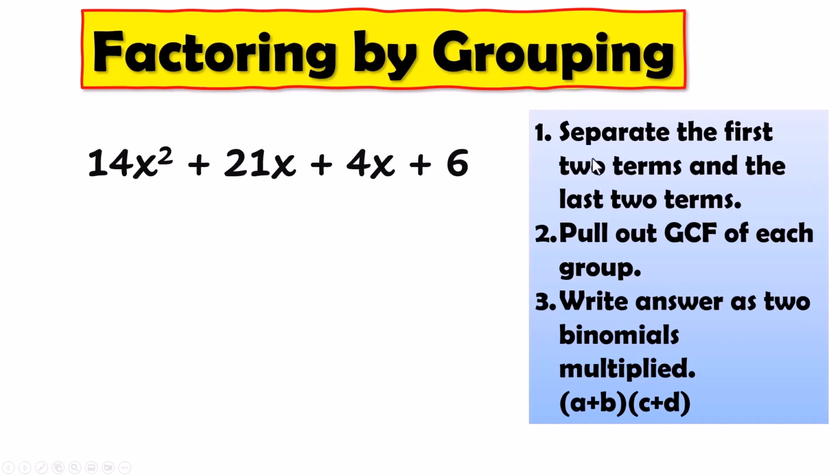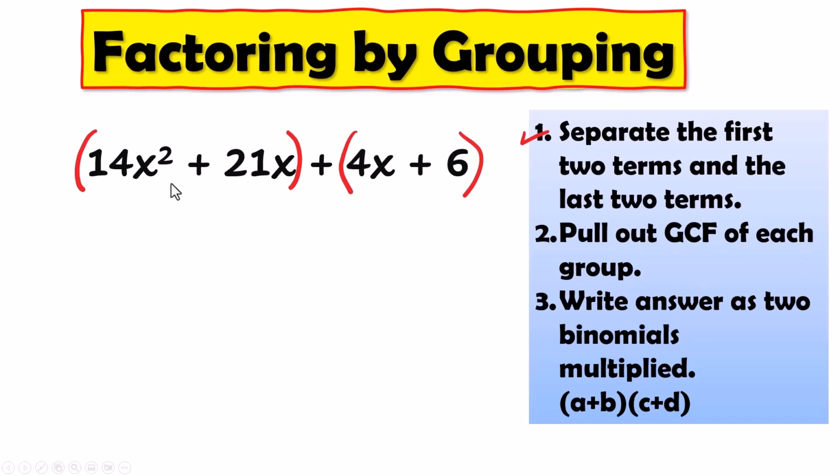Okay, let's do it for real. Here are the steps for factoring by grouping. Separate the first 2 terms and the last 2 terms. Group them up. They are now separate. Check. All right, pull the GCF out of each group.